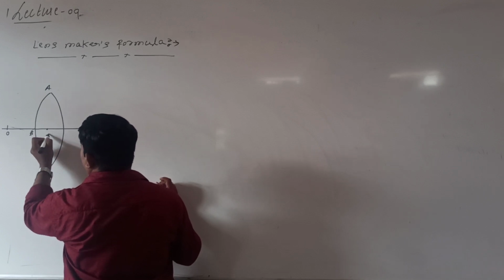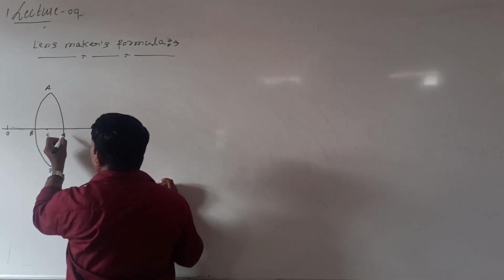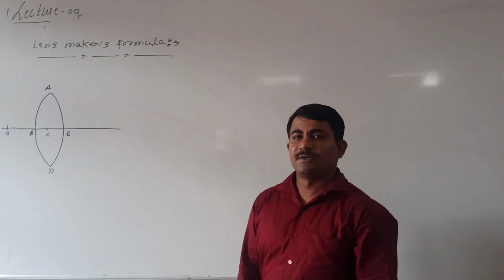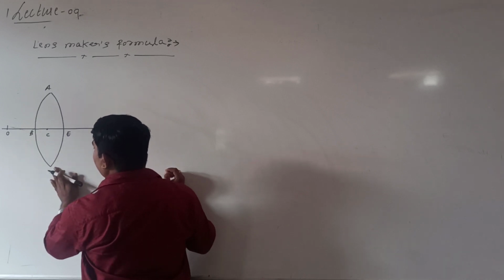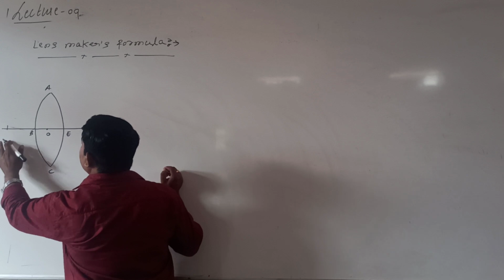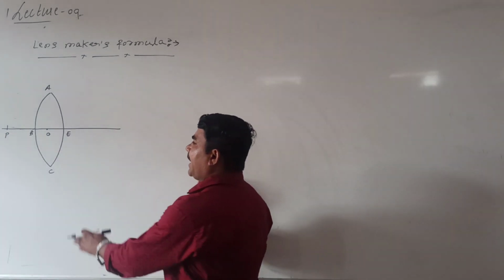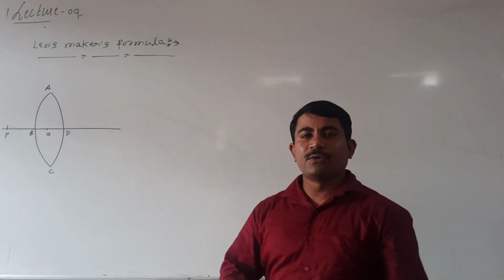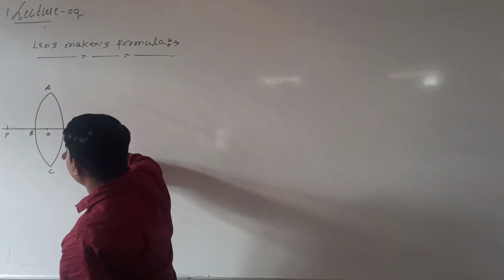ABC, for my convenience shall I take? So this I can take C, I can take this D, ABD, AED, like this. Two surfaces are there. To remove the confusion, I can take it is ABC. So this is optical center O, and somewhere the object is available, say at P point, and this surface looks like ADC. Two spherical surfaces are there. One we are calling ABC, second one we are calling ADC.